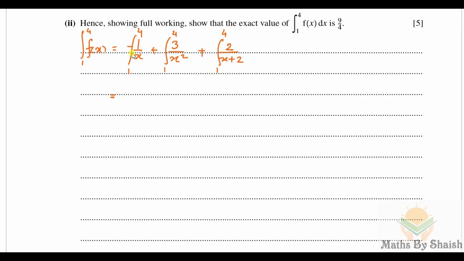It is going to be from 1 to 4: minus 1 over x integrates to minus ln x, plus 3 times the integral of x to the power minus 2, which is x to the power minus 2 plus 1, that is x to the minus 1, divided by minus 1, plus 2 times ln(x + 2).